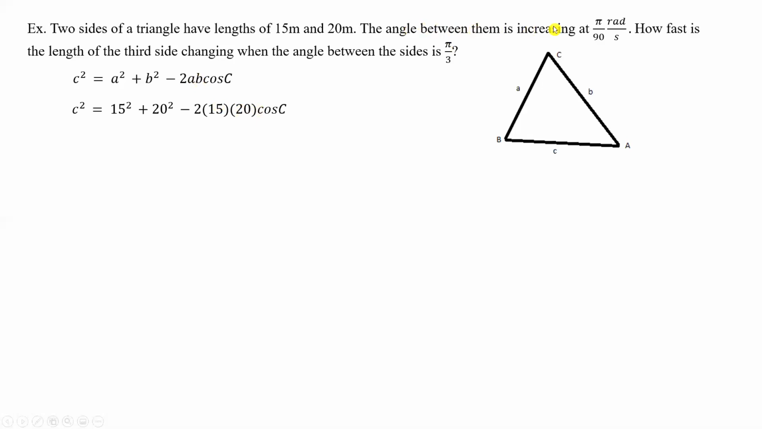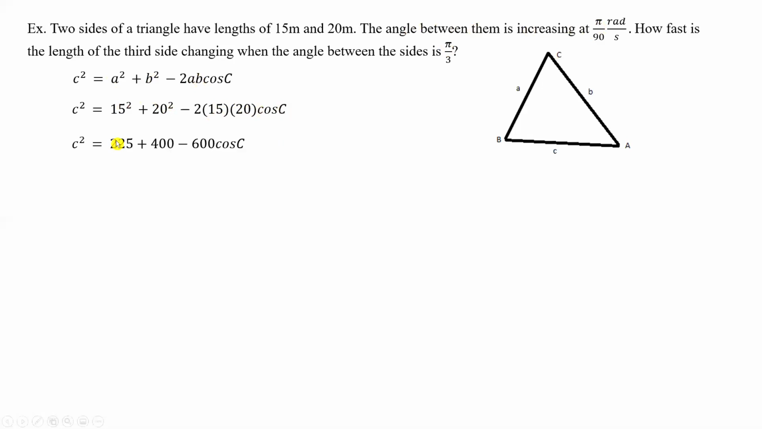The angle between them is increasing. So anything that changes must remain a variable until you have taken the derivative. So we put in 15 and 20 because they were constant, not changing. We leave the angle as a variable because it is changing.